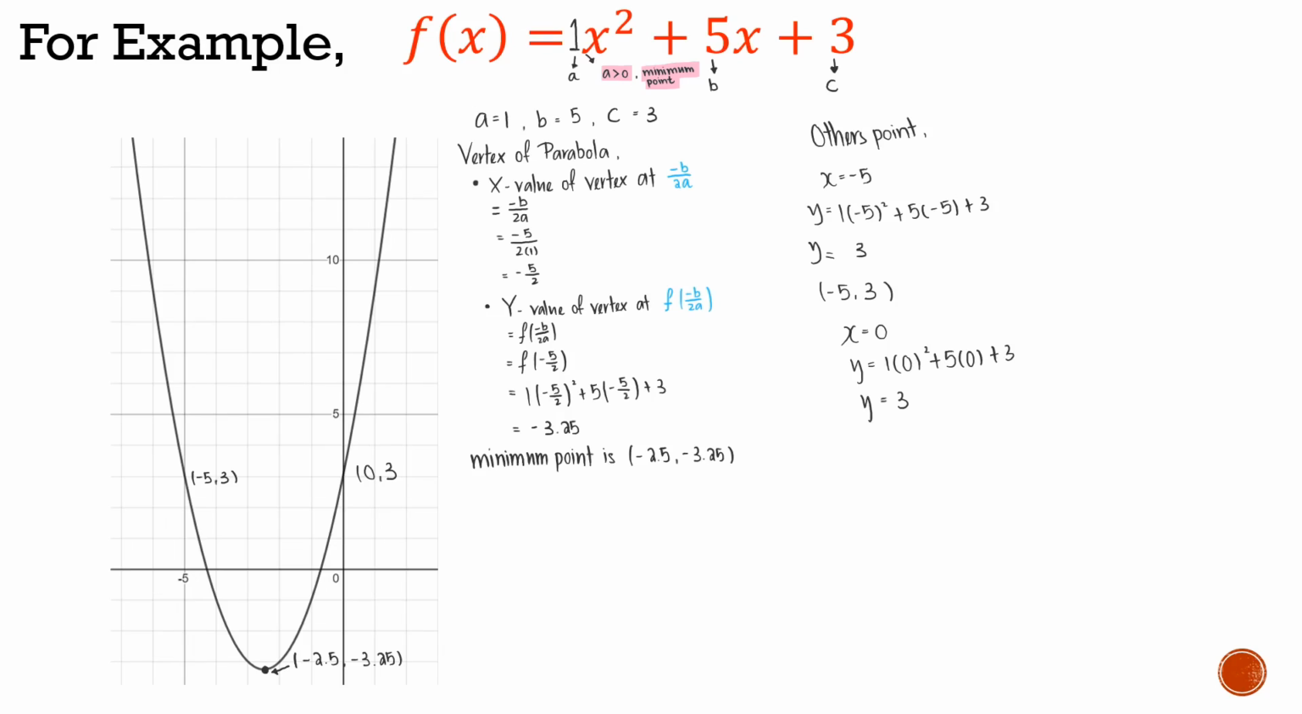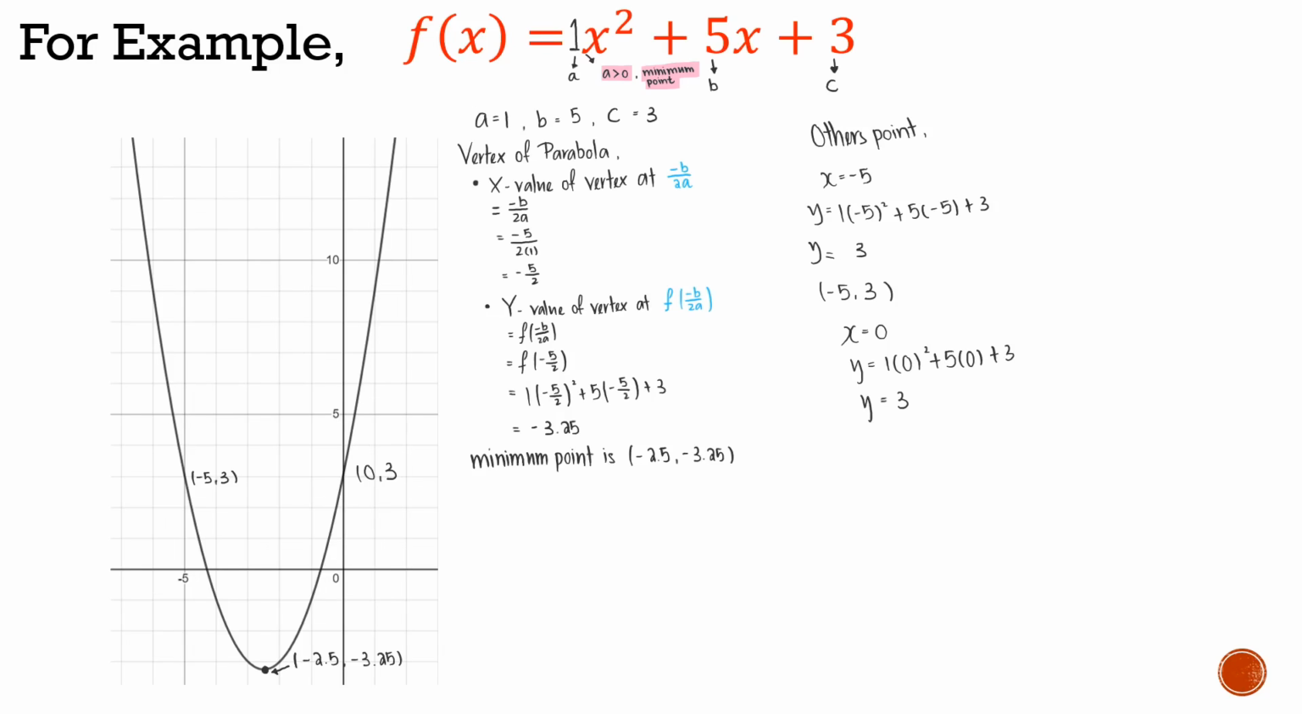The formula to find the x value of the vertex is -b over 2a, so we get x = -5/2. To find the y value of the vertex, f(-b/2a), we just have to insert the x value of the vertex into the quadratic formula they're given, and you will get y = -3.25.